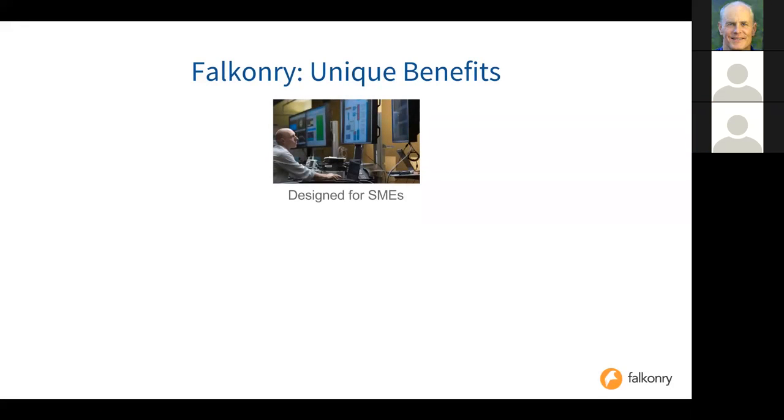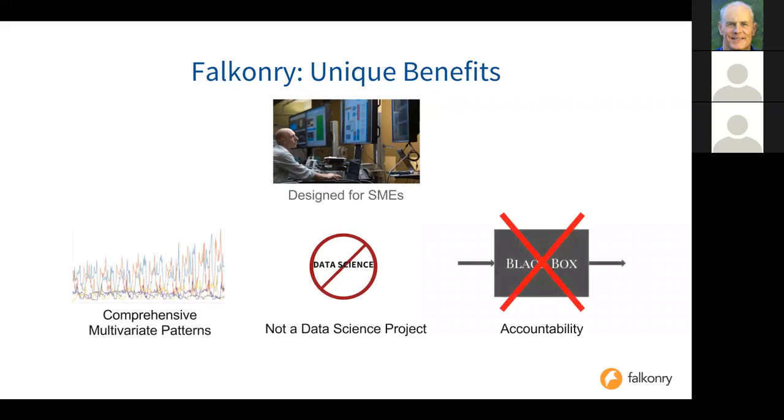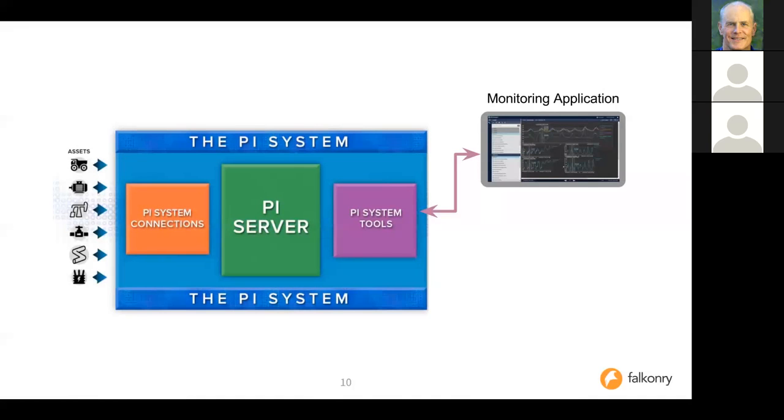So really, where Falkonry is different than many other data science or machine learning approaches, it's really about packaging machine learning inside of the box, specifically for this problem of multivariate pattern recognition, without the requirement for software development or data science. And in doing so, we have a much more accountable approach as well for the people who are tracking what's going on.